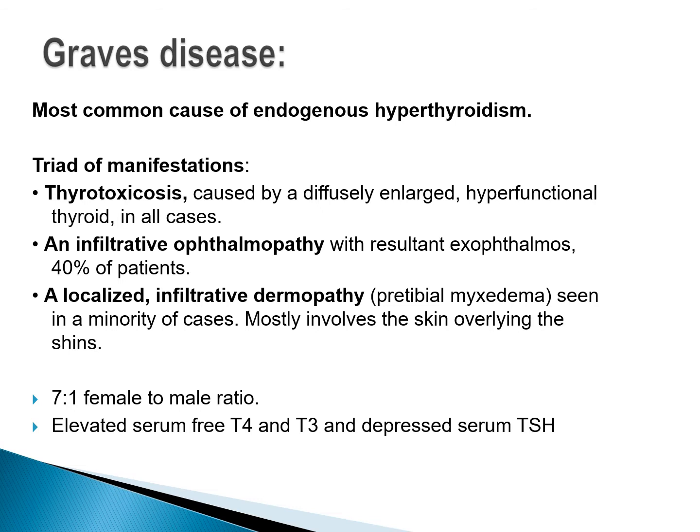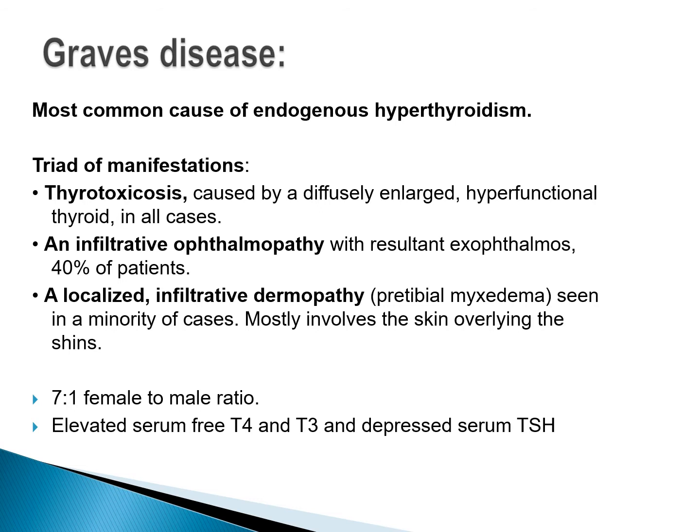Again, it's more common in females. The female to male ratio is 7:1. It is characterized by elevated serum levels of T3 and T4 and decreased serum levels of TSH, which is the thyroid stimulating hormone released from the pituitary gland.